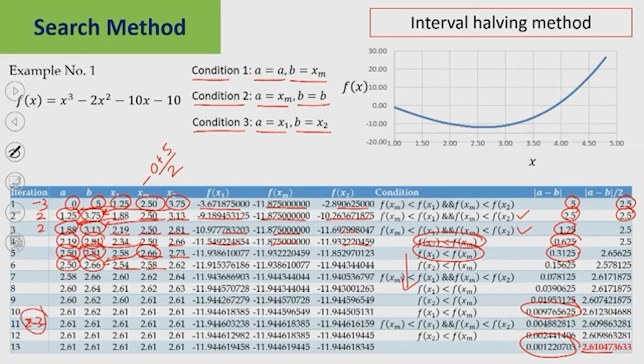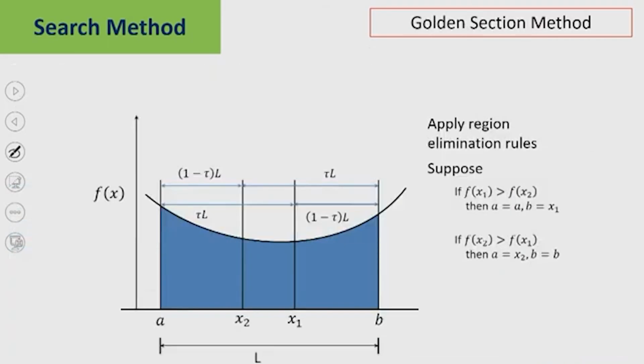As I have said, the efficiency of the algorithm can be compared by using the number of function evaluations you are doing. So, in this case, if your iteration is up to 11, that means you have done 23 function evaluations here. But anyway, we got the solution 2.6103 or 04. Now, let us see the next method.